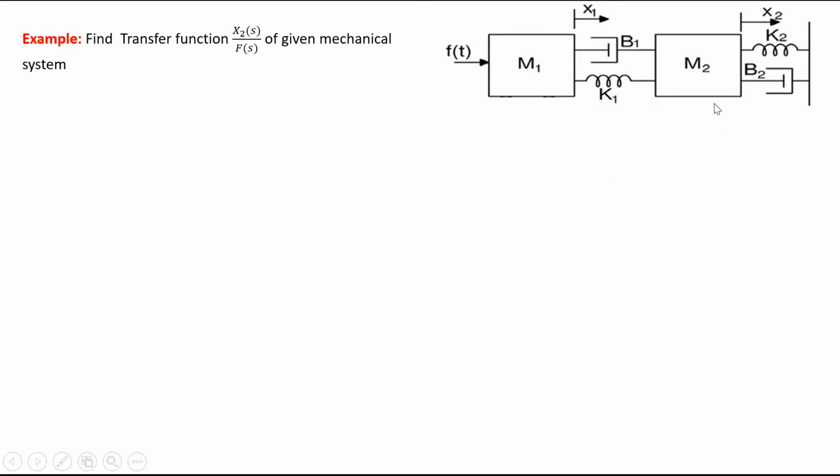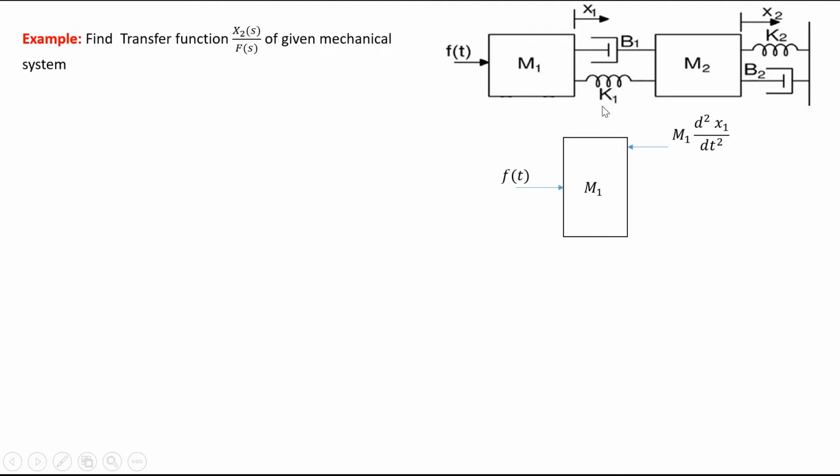So we have to draw the free body diagram of both masses m1 and m2. First, the free body diagram of m1. The applied force is f(t) on this side, and the opposing forces will be due to this mass m1, due to b1, and due to k1. Due to m1, the displacement is x1, so the first force is m1 d²x1/dt². Next one is k1.